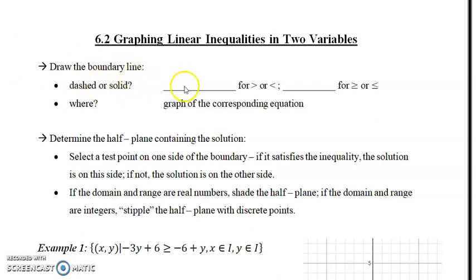Remember, it's dashed or dotted. We have the dashed line for greater than or less than. That's important. We remember that. And remember, solid for greater than or equal to or less than or equal to. Where do we graph? We graph the corresponding equation.